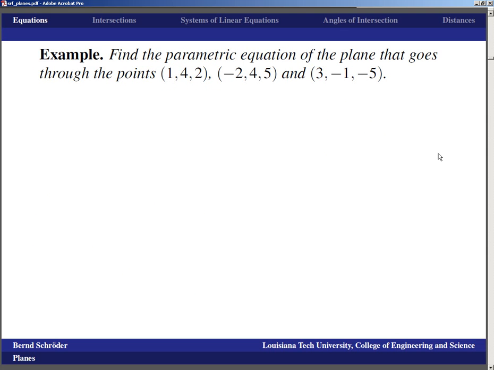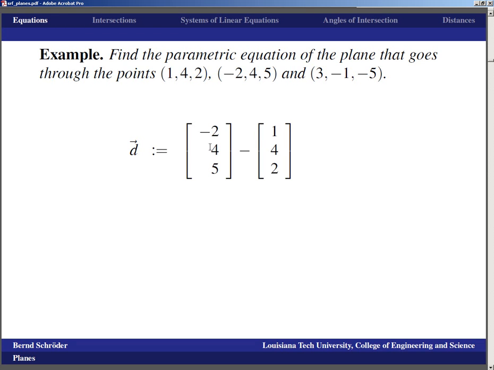Okay, so as an example, I want us to find the parametric equation of the plane that goes through the points 1, 4, 2, negative 2, 4, 5, and 3, negative 1, 5. Alright, well, we need direction vectors, and basically I will choose the point 1, 4, 2 as the pivot point, and I will subtract its position vector from this vector and that vector to get the direction vectors.